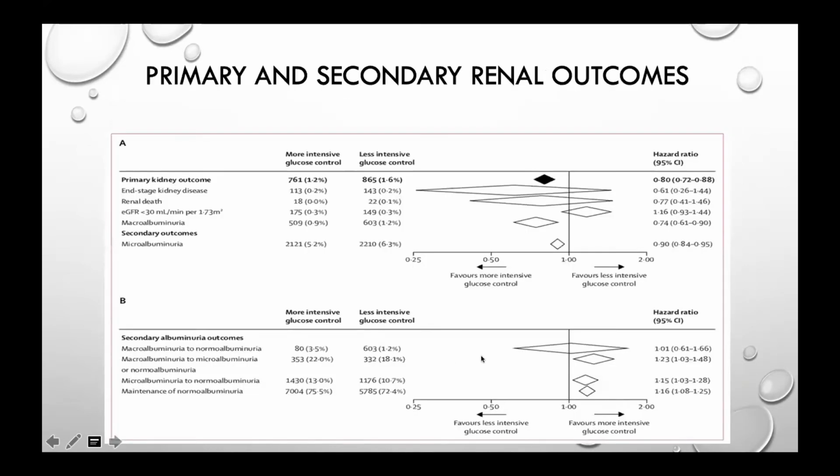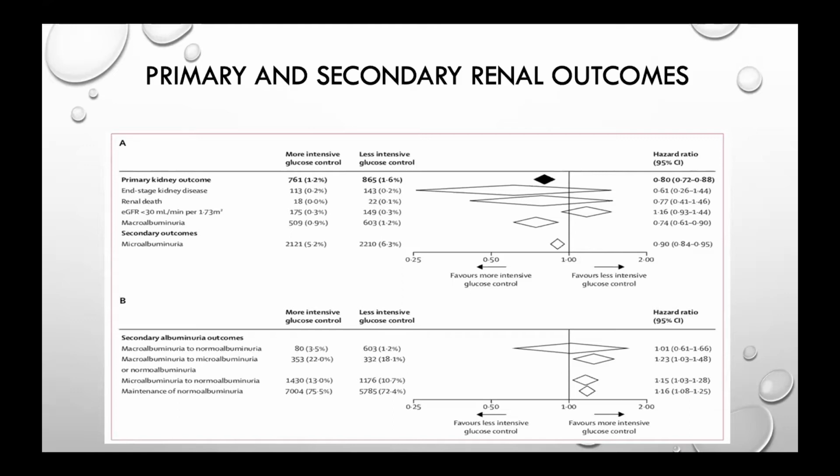If you look at data on primary and secondary renal outcomes, end-stage kidney disease, renal death, eGFR less than 30, macroalbuminuria, and the secondary outcomes of microalbuminuria, and you look at more intensive glycemic control versus less intensive glycemic control, you realize that for all these primary and secondary outcomes, it all favors more intensive glycemic control. And now we know from the UKPDS data that if you have very good glycemic control very early in the course of type 2 diabetes, you achieve what is called the good glycemic legacy that persists even if the glycemic control is lost in the later stages.